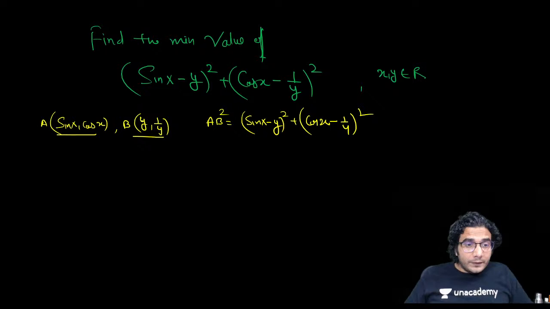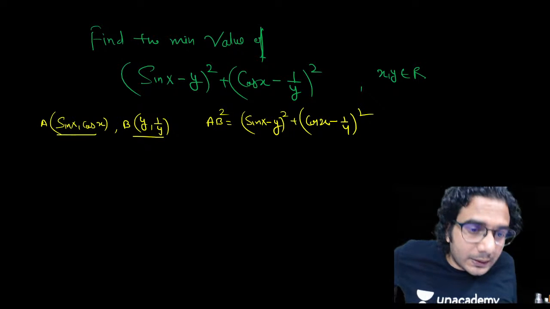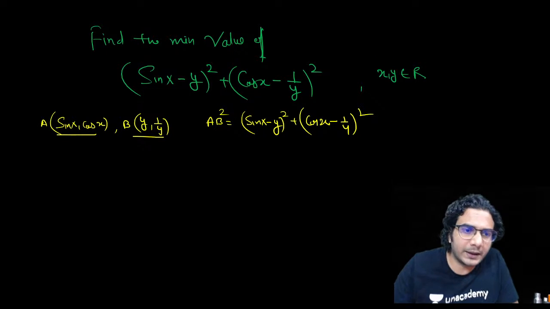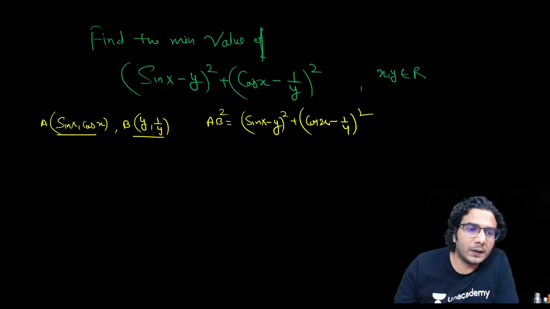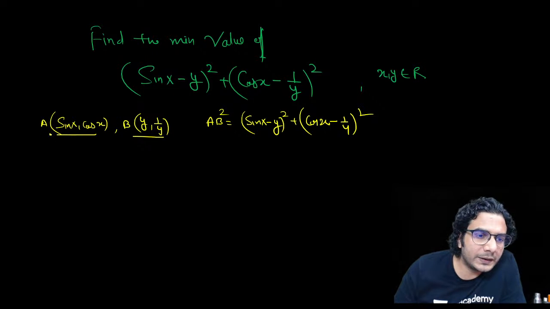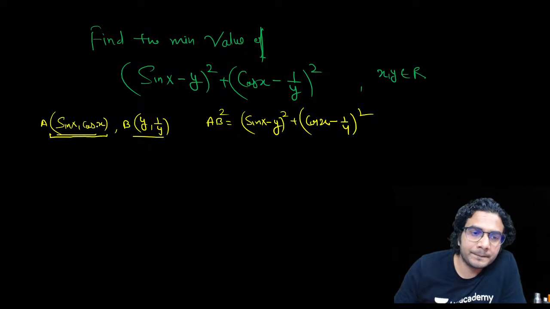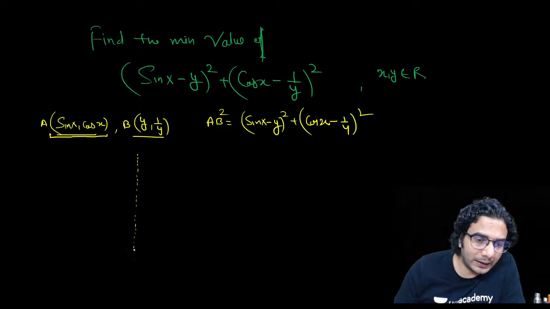Now, these 2 points are variable, and because x and y coordinates of these points are connected, so they will lie on some curve. What is the curve on which this point lies? This point sine x comma cos x, this point A lies on a circle of radius 1, of course, right?